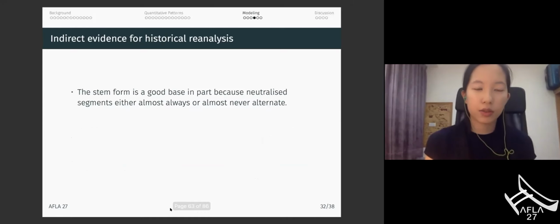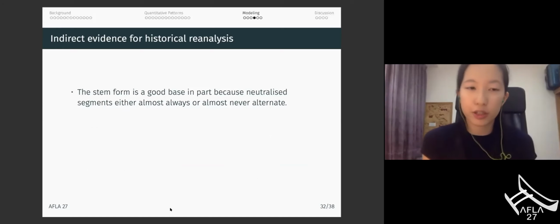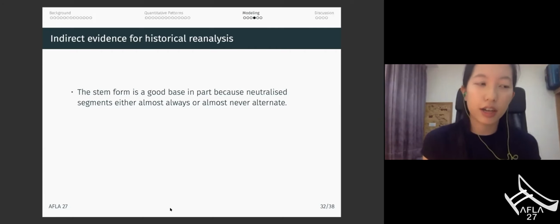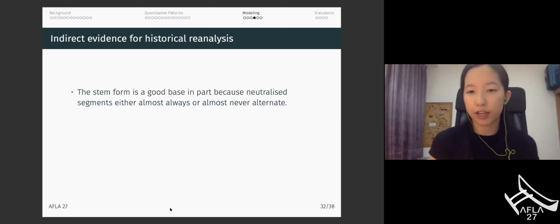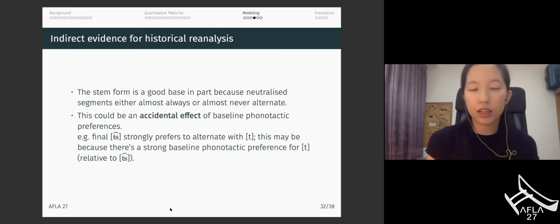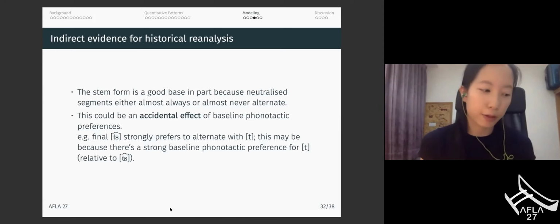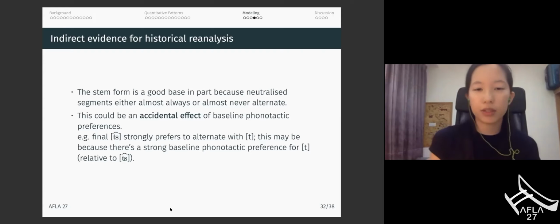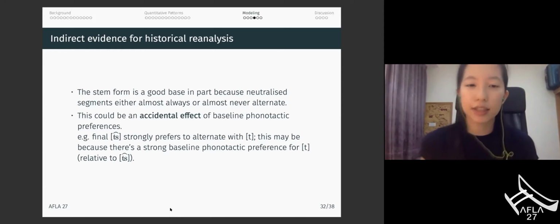And then, before I finish, there's just one more question to address. In particular, the stem form is a good base, in part because neutralized segments either almost always or almost never alternate. For example, final engma has a strong preference for non-alternation, while final t has a strong preference for alternation. So this could be due to restructuring, as I've discussed so far, or it could be an accidental effect of baseline phonotactic preferences. For example, final t strongly prefers to alternate with t, and this could be because there's a strong baseline phonotactic preference for t relative to t, leading to relatively more t's in the URs.